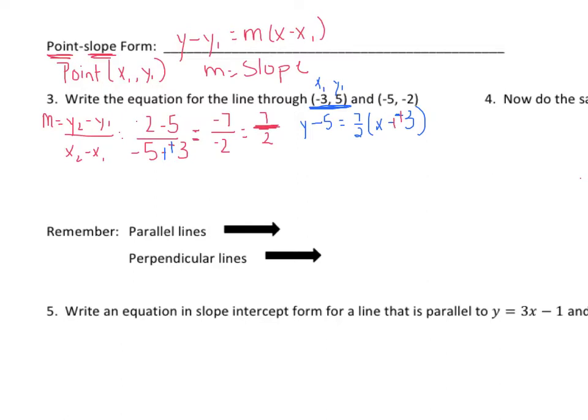And now let's just go ahead and simplify it. Go ahead and keep it in point slope form for now. So we just have y minus 5 equals 7 over 2 times x plus 3. And that's good enough for now. Here in a few minutes we're going to convert that to slope-intercept form.